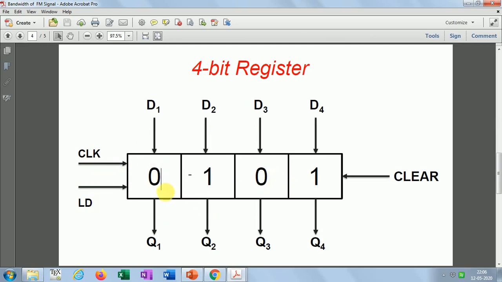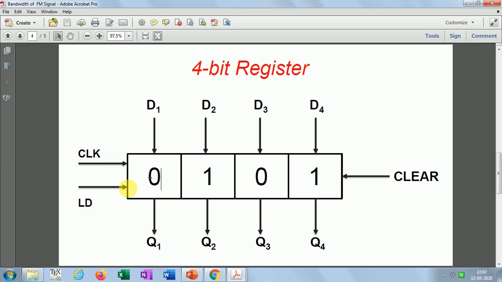Suppose at any time 0101 is stored in this register. If the clock is high, then D1, D2, D3, D4 will be stored in these 4 flip-flops, and that can also be read through their Q outputs, right? So if the clock is high, but we don't want this type of operation, where we don't have any control over the storage loading of the flip-flops.